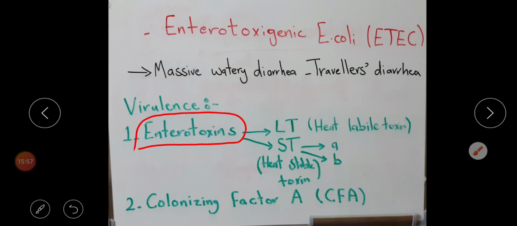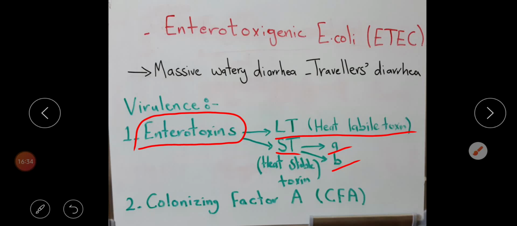We have two types of enterotoxins that are produced by enterotoxigenic E. coli, which are heat labile toxin and heat stable toxin of A and B subtypes. Heat labile toxin can withstand temperature up to 60 degrees centigrade for 30 minutes, while heat stable toxin can tolerate temperature up to 100 degrees centigrade.